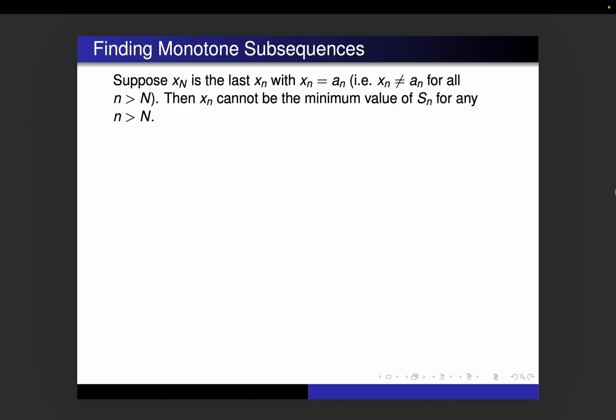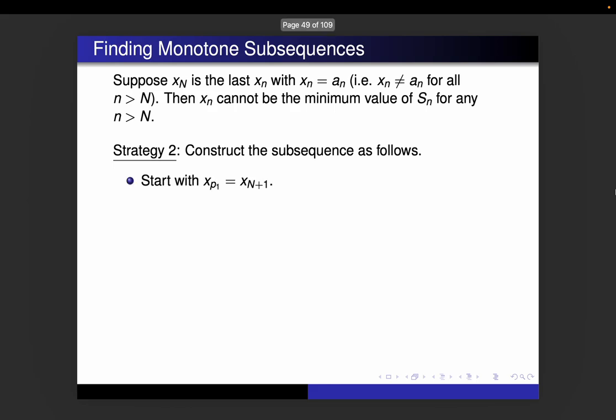And then all we're saying there is that in those cases, x_n cannot be the minimum value for S_n for any of the little n's bigger than big N. So here's where we go to our second strategy. We'll start with our first element, our first term in our subsequence, is going to be x sub n plus 1.